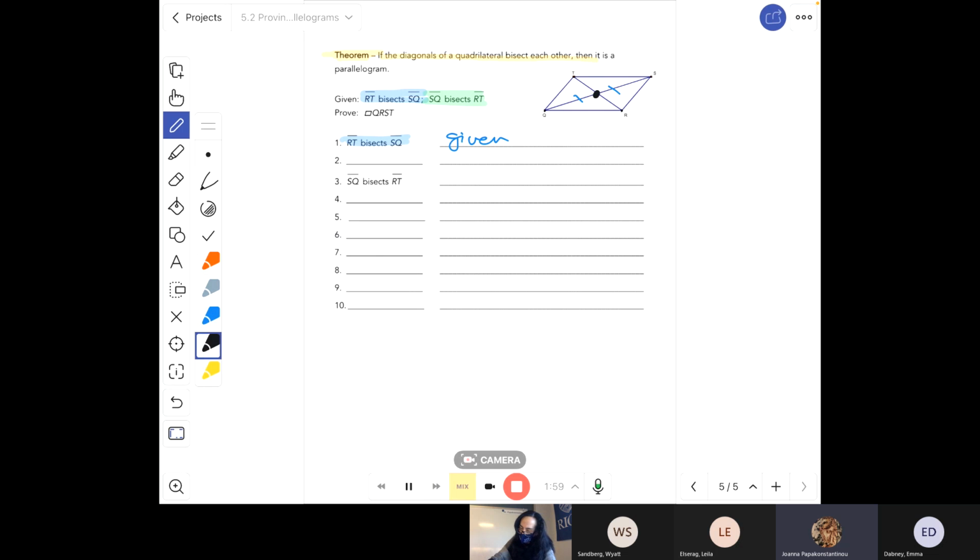I don't care what you call it. V for vertex. So now, based on the fact that we drew in the picture that those two segments are congruent, let's define them. So I can define SV being congruent to what? And that's by the definition of the segment bisector.